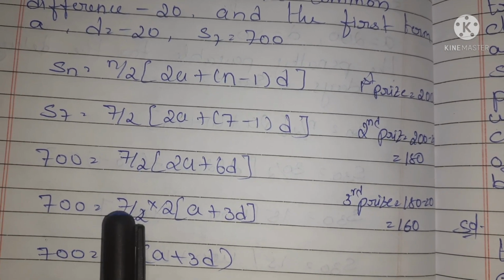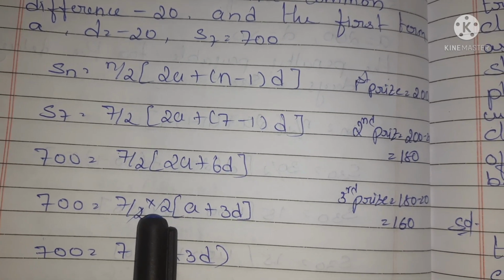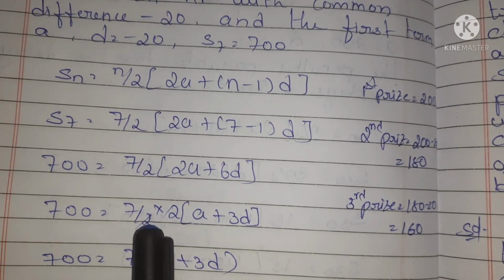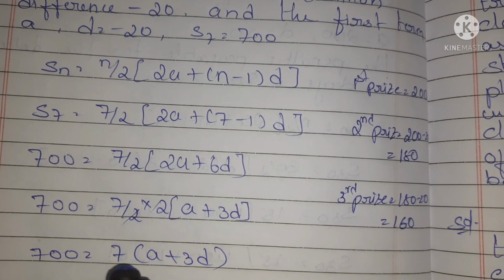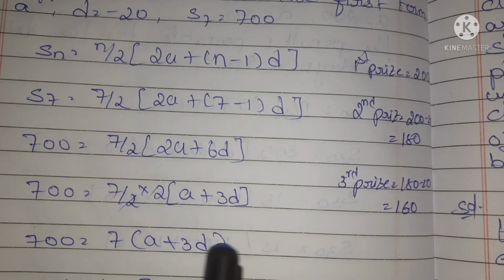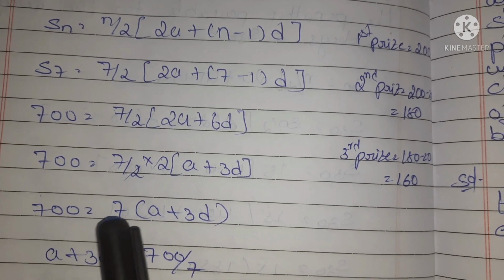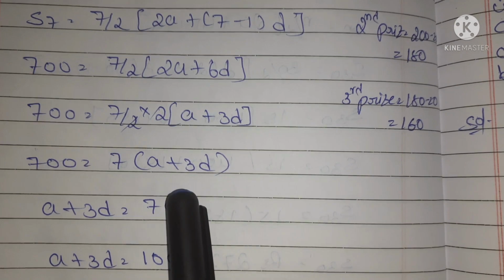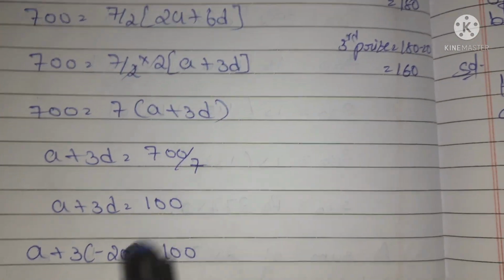700 is equal to 7 by 2. Here 2 is common. If we take 2 common, then we will get 2 into a plus 3d. This 2 and this 2 cancel. 700 is equal to 7 into a plus 3d. Now a plus 3d is equal to 700 by 7. Now 7 ones are 7 hundreds. A plus 3d is equal to 100.